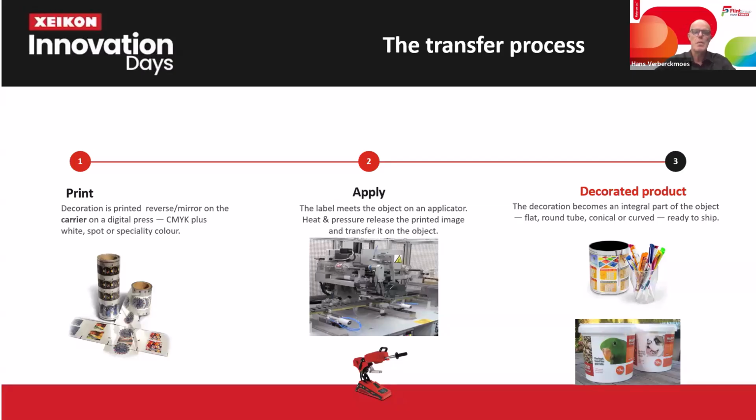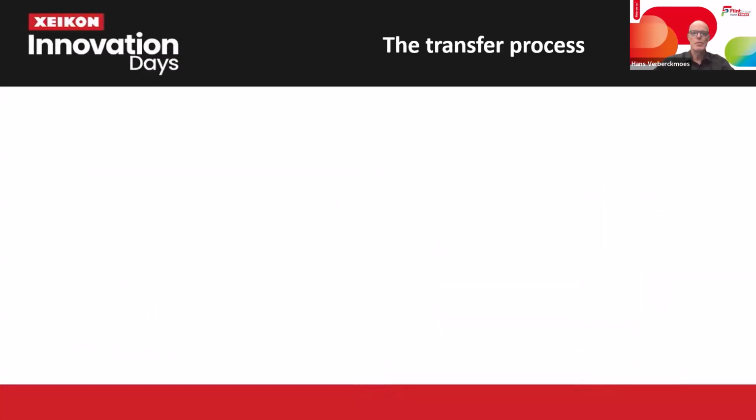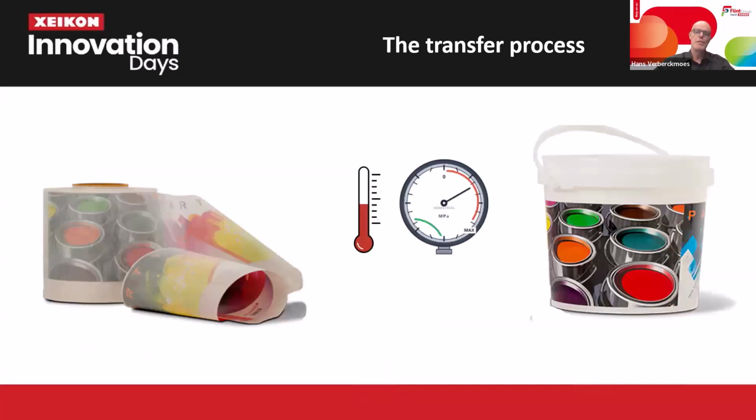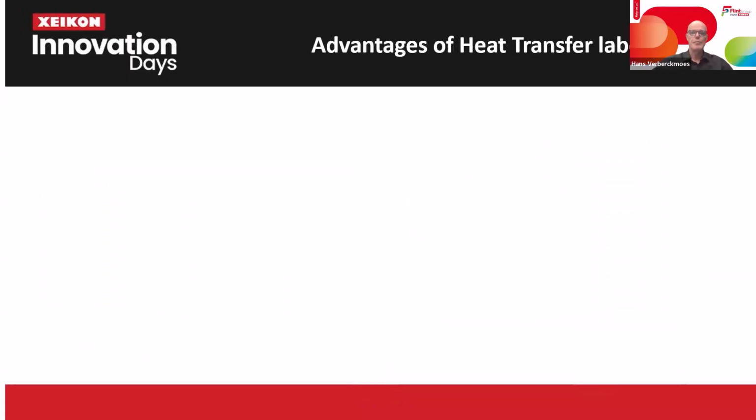So these are the three major steps involved in the heat transfer process: the printing, the applying, and the decorating, and then your final product. Heat and pressure will define the transfer from the toner on your substrate, on your object.